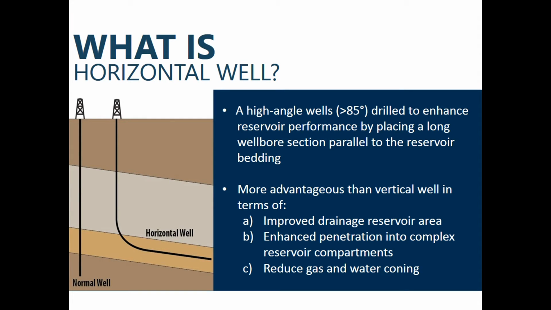So, a horizontal well is actually a high angle well with an inclination that is generally higher than 85 degrees, drilled to enhance reservoir performance by placing a long wellbore section parallel to the reservoir bedding. Compared to a normal well, it is more advantageous because it improves the drainage reservoir area, enhances penetration into complex reservoir compartments, and also reduces gas and water clogging.